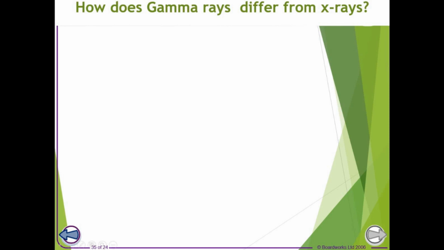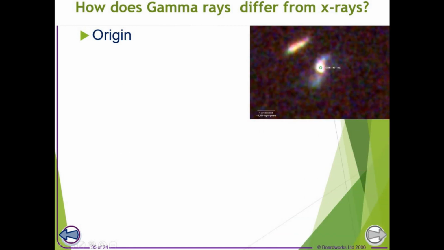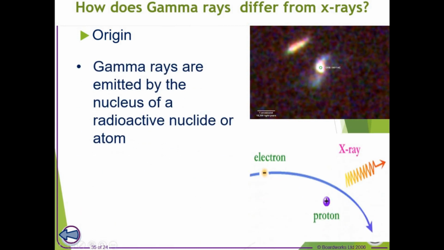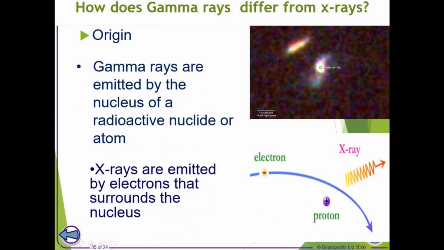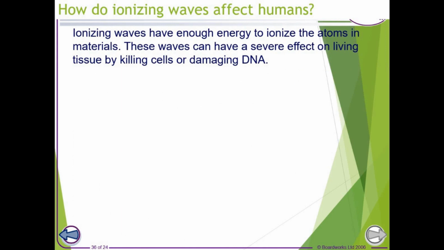How do gamma rays differ from X-rays? They differ in origin. Gamma rays are emitted by the nucleus of a radioactive nuclide or atom. X-rays are emitted by electrons that surround the nucleus. Now, how do ionizing waves affect humans? When we say ionizing waves, these have enough energy to ionize the atoms in materials. These waves can have a severe effect on living tissue by killing cells or damaging DNA.